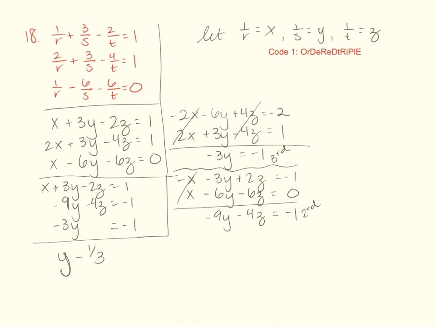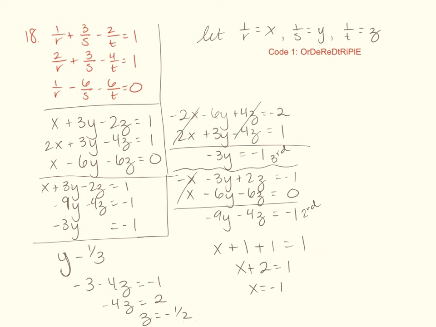So then I'm going to plug that into my second equation. So I get negative 3 minus 4z is equal to negative 1. So negative 4z is equal to 2. z is equal to negative 1/2. Then I'll plug in my y and my z into my first equation. So x plus 1 plus 1 is equal to 1. So x plus 2 is equal to 1. x is equal to negative 1.